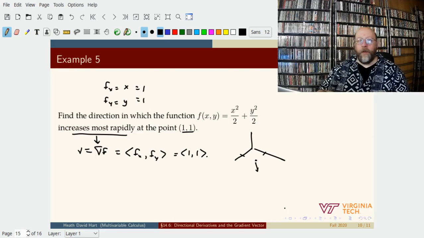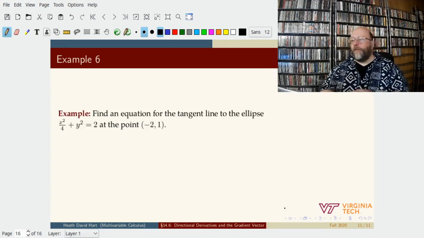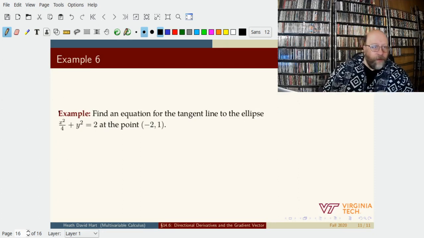Let's keep going. Last example. Let's find an equation for the tangent line to this ellipse here: x squared over 4 plus y squared equals 2 at the point (-2, 1). Okay? So let's sketch what's going on here.